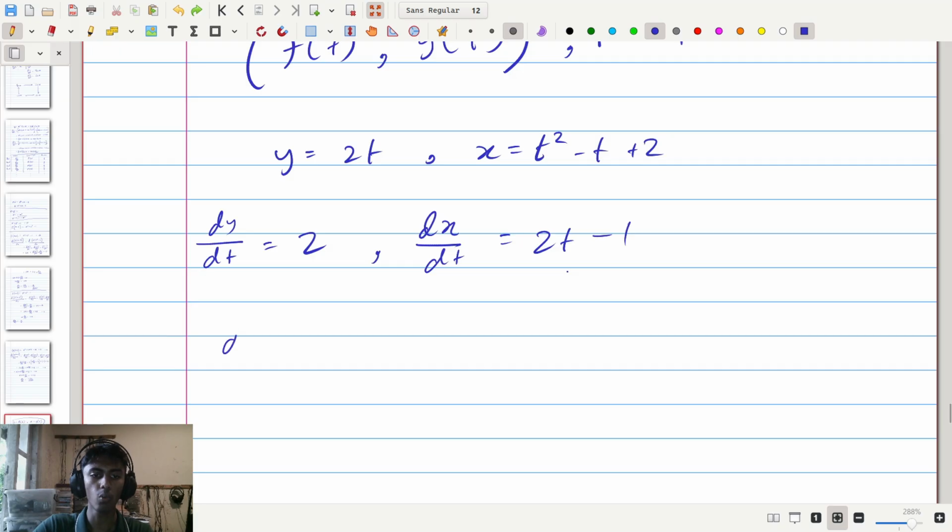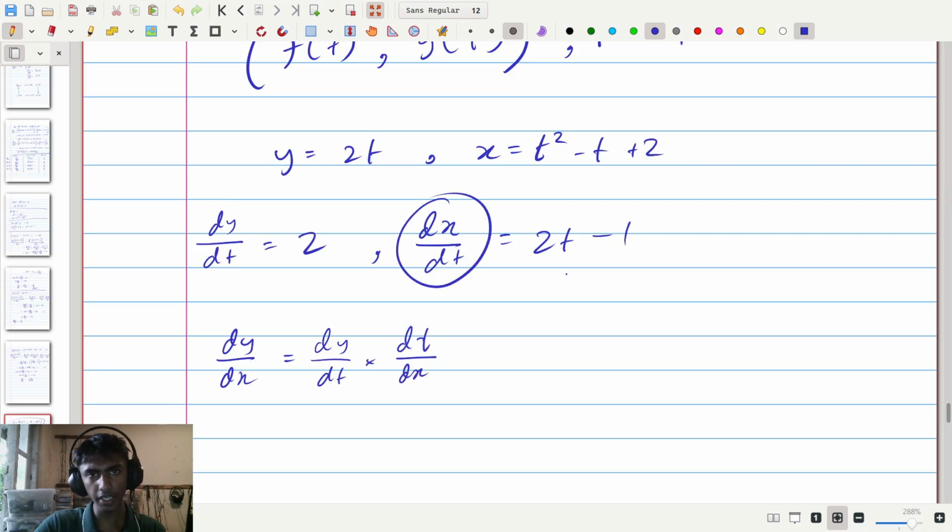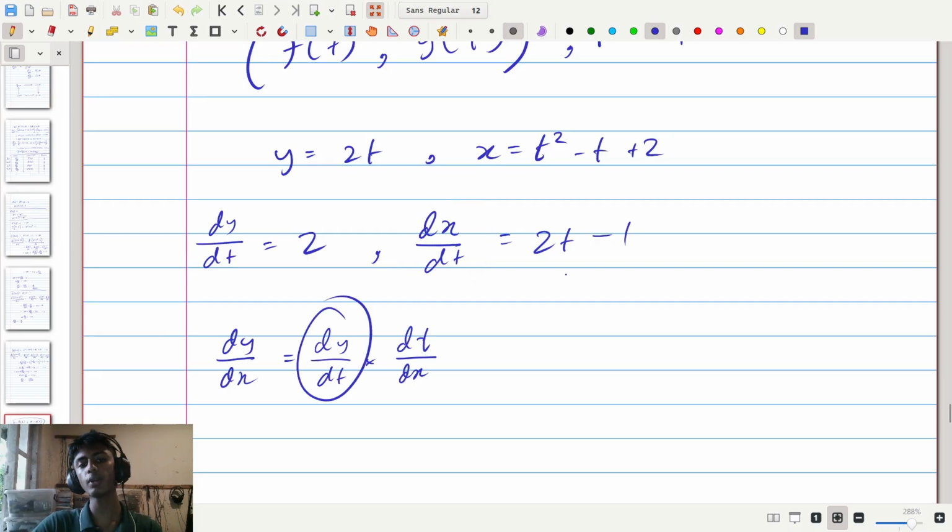Now then, what is dy by dx? Using the chain rule, we can see that dy by dx must be equal to dy by dt times dt by dx. Do we have dt by dx? No, but we have dx by dt, which is just as good. Do we have dy by dt? Yes, we do.